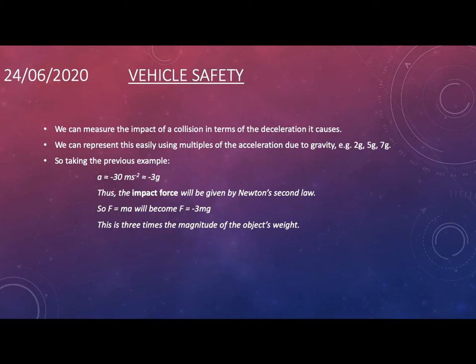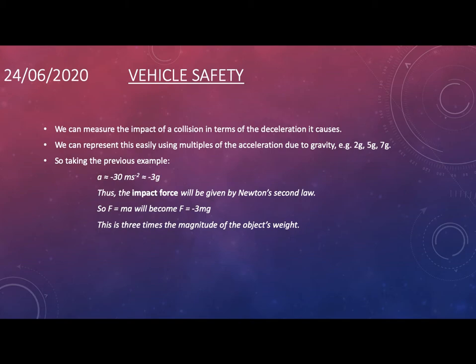That probably looks familiar to you, doesn't it? Like off of roller coasters and aeroplanes. Or it was 7g, for instance, implying how much force it is compared to the force of gravity. So if we're looking at an example, if the acceleration is minus 30 meters per second squared, that's about minus 3g, as in it's 3 times about 10, 9.81.